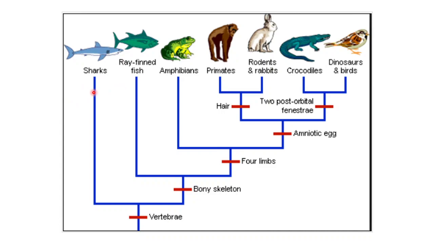This is yet another version of vertebrate evolution. In this one, you can see the evolution of specific traits that were major evolutionary developments, marked by these red bars. For example, the first vertebrae, the development of an internal skeleton, four limbs, and the amniotic egg. Notice that the amniotic egg separates two groups: the one containing the crocodiles and the birds, and the other with the mammals. This indicates that the crocodiles and birds are more closely related to each other than they are to the mammals, which are the primates and mammals basically.